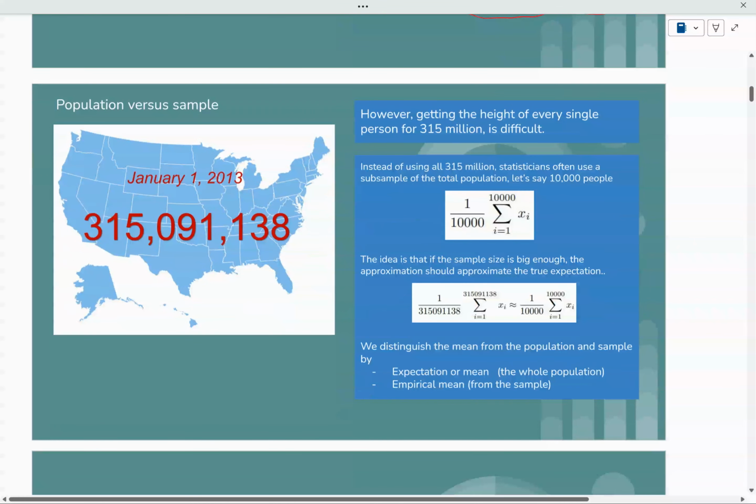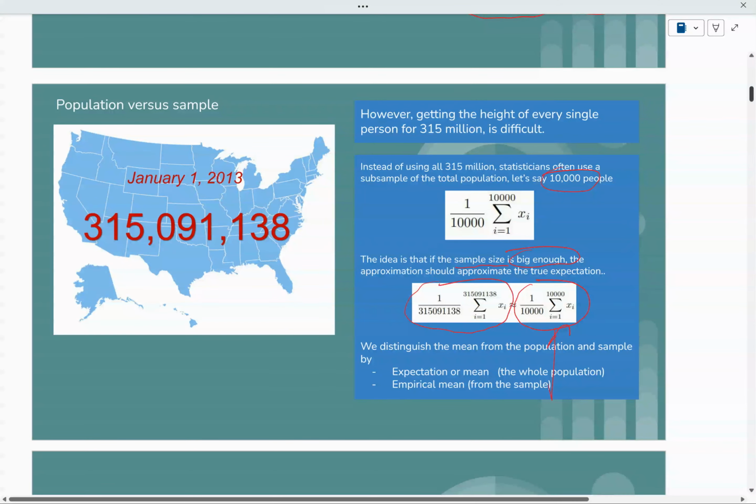Now, getting the height of every single person out of 315 million is a lot. And if you have limited resources, instead of trying to get the height of everybody, we tend to sample them. We just get a subset of the people, let's say 10,000 people. With 10,000 people, we only have to collect data for 10,000 and average their height together. And the idea is that if the sample size is big enough, then the approximation using 10,000 should be relatively close to the whole population.